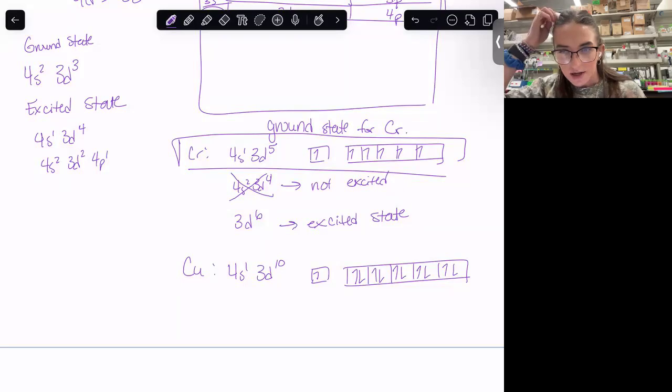Okay, any other questions on orbitals, excited state, ground state? Does that answer our questions from the couple that came through?